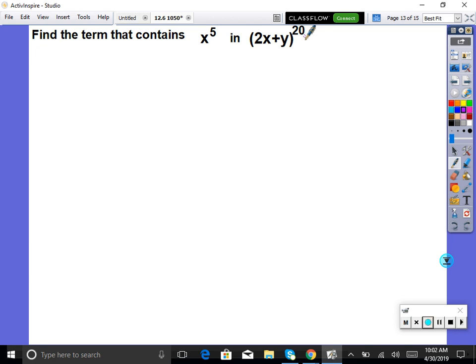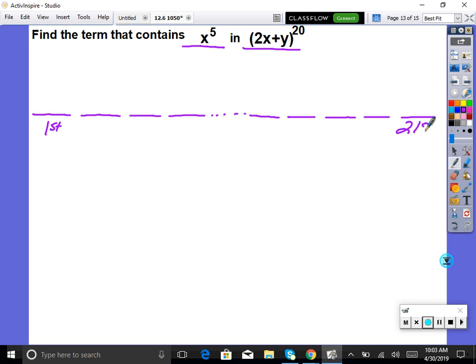So now this says, what is the term that's going to contain an x to the 5th in this expansion? Just to give yourself a visual, if it's degree 20, we're going to have how many terms? 21. Now I don't want to draw out 21 places, so I'm just going to do a few and then some dot, dot, dots. So here's our first term, second term, third term, fourth term, dot, dot, dot, and then let's do a couple at the end. So maybe 17, 18, 19, 20, 21. Here's our 21st term. Does everybody see what I'm saying?